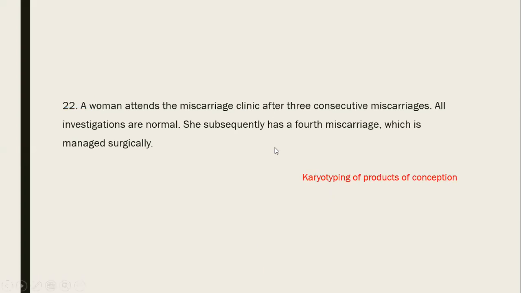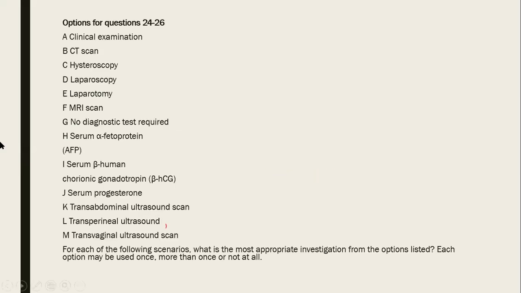Next, a 38 years old is referred by her GP to the miscarriage clinic after 2 consecutive miscarriages. Reassure. Exactly. She has had two miscarriages, so we don't have to do anything. No tests are required until after 3.